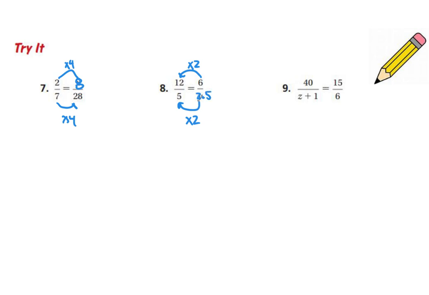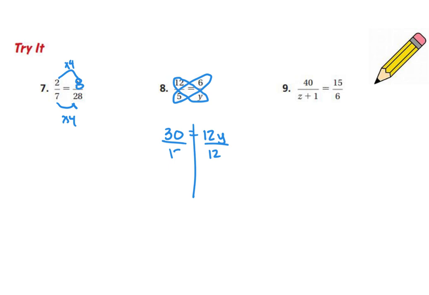2.5. Or if you wanted to do the cross product strategy for that one, I'll show you that as well. 6 times 5 is 30. That equals 12y. So you divide both sides by 12, and you get 30 divided by 12. And 30 divided by 12 is 2.5.